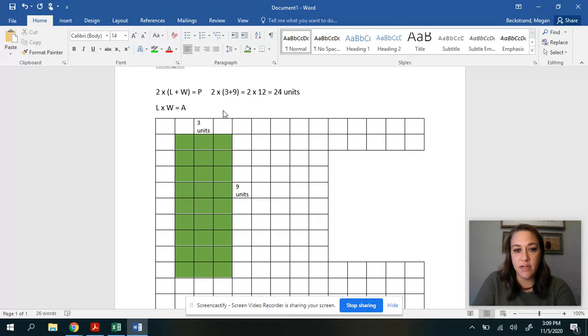Well, our area is just our length times width. So 9 times 3 is going to give us 27 units. Okay. And again, you could count up all the squares to double check yourself when you're working with graph paper. But like I said, we're not always going to be working with graph paper. So I'm going to show you what that's going to look like next when we don't have that.